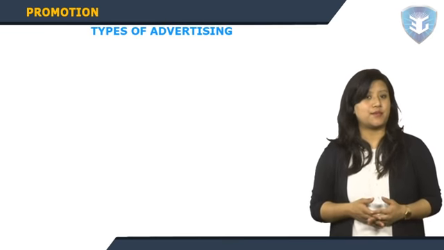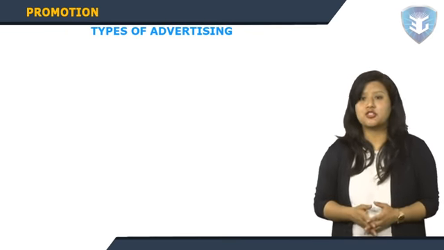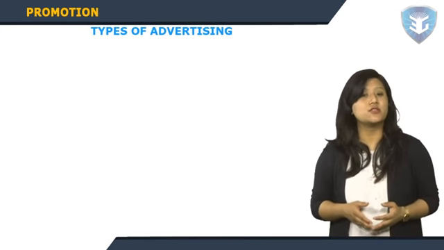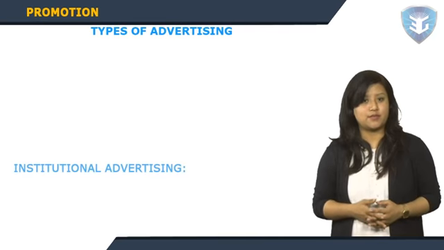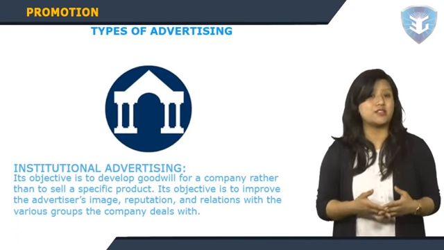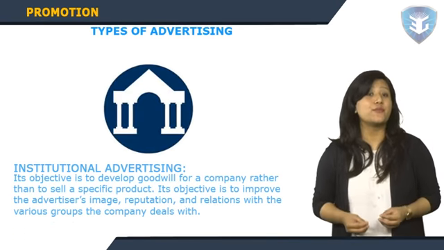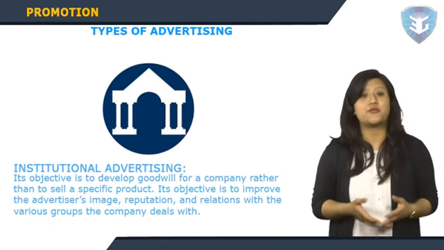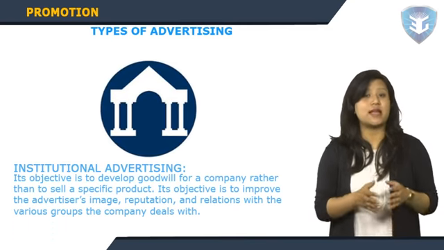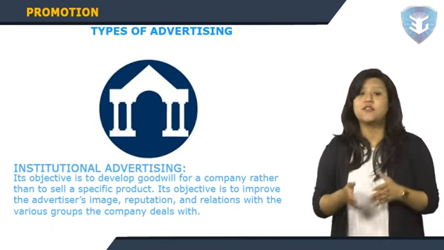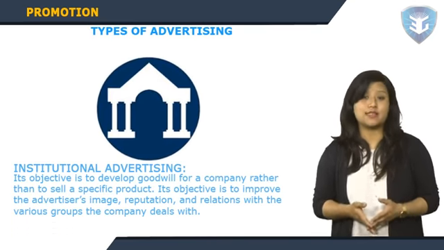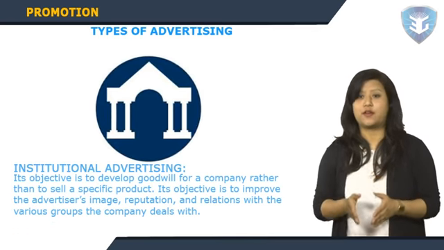The types of advertising. The advertising objectives largely determine which of the two basic types of advertising to use, product or institutional. Institutional advertising. Its objective is to develop goodwill for a company rather than just sell a specific product. Its objective is to improve the advertiser's image, reputation and relations with the various groups the company deals with. This includes not only end users and distributors but also the suppliers, the shareholders, the employees and the general public.